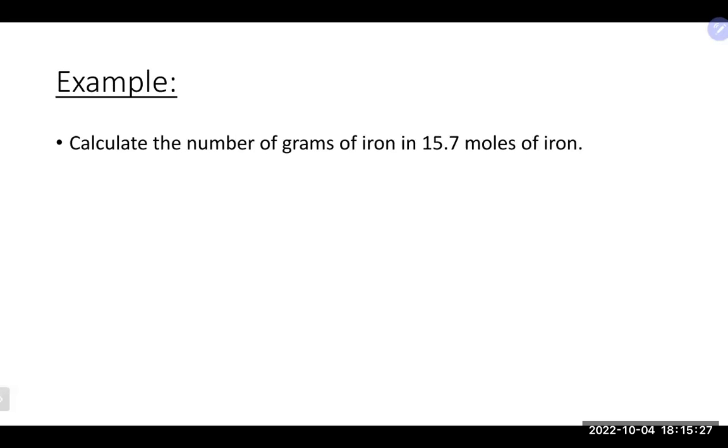All right, let's try a couple here. Let's calculate the number of grams in 15.7 moles of iron. You go to the periodic table and look at iron, it will say 55.85.